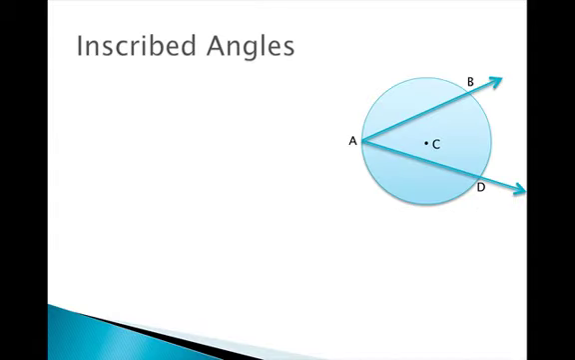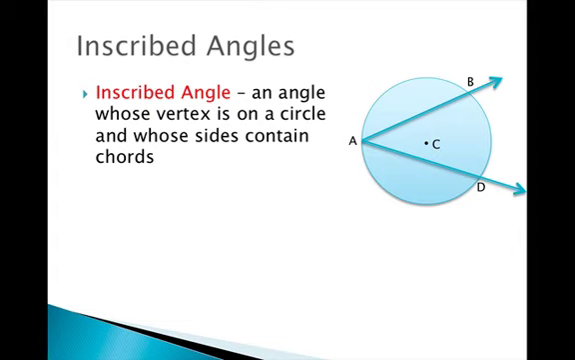So what is an inscribed angle? An inscribed angle is an angle whose vertex is on a circle and whose sides contain chords. So if we take a look at the angle BAD, we can see that it has chords with endpoints here. AB is a chord and AD is a chord. So because this is in the circle and the vertex of the angle is actually on the circle, this is considered to be an inscribed angle.